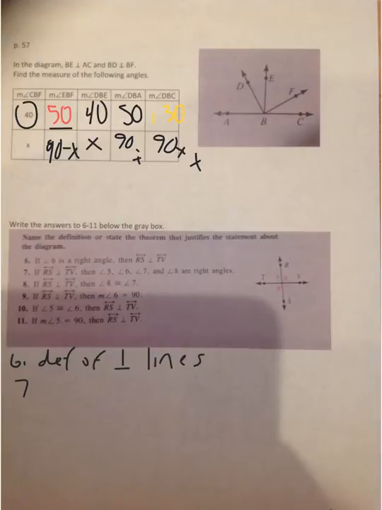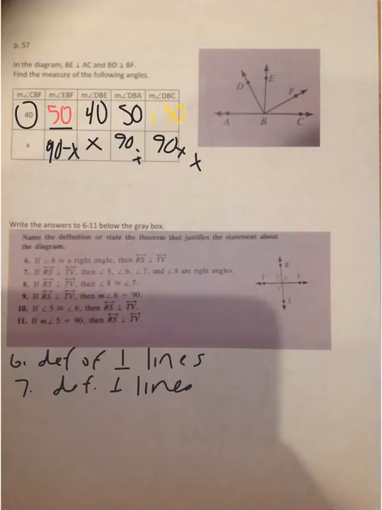It's telling us that if we have lines that intersect and one of them is going to be a right angle, then we know that they have to be perpendicular. So number 7 is if RS is perpendicular to TV, then angles 5, 6, 7, and 8 are right angles. That's also the definition of perpendicular lines. You can go ahead and flip back to your notes and take a look at that.